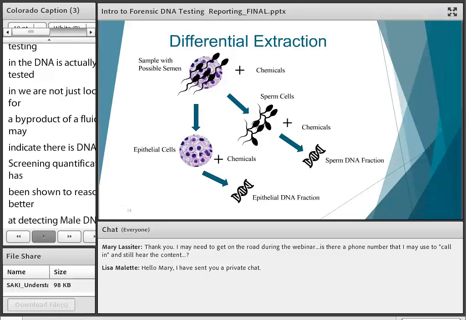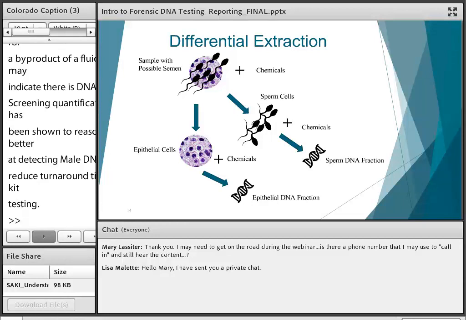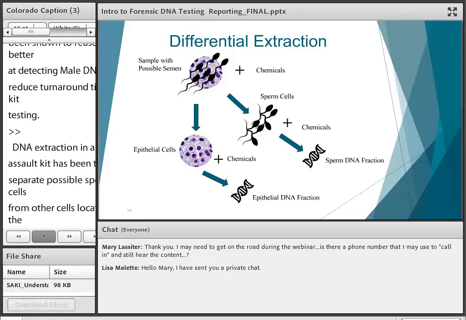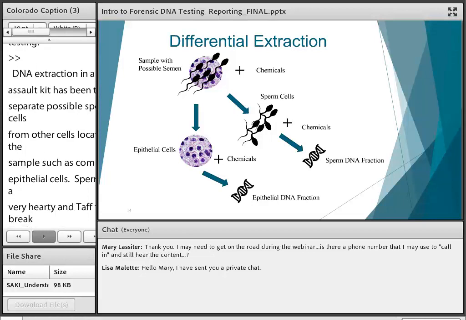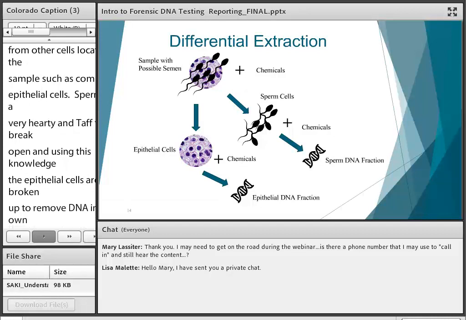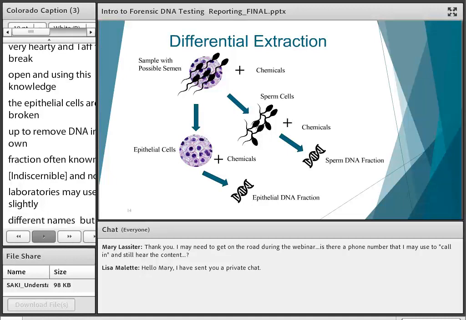DNA extraction in a sexual assault kit has been devised to help separate possible sperm cells from other cells located in the sample, such as common epithelial cells. Sperm heads are very hardy and actually tough to break open. So using this knowledge, the epithelial cells are broken up to remove the DNA into its own fraction, often known as an EF. Note that laboratories may use slightly different names, but one is generally going to be for the epithelial fraction, and one will represent a possible sperm fraction.